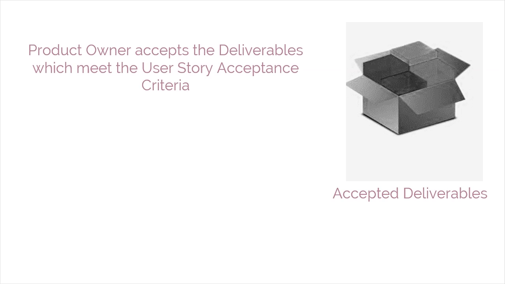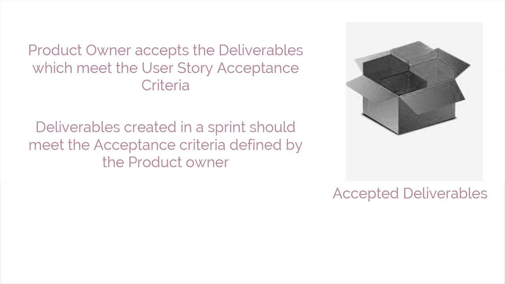Deliverables which meet the user story acceptance criteria are accepted by the product owner. The objective of a sprint is to create potentially shippable deliverables or product increments which meet the acceptance criteria defined by the customer and product owner. These are considered accepted deliverables that may be released to the customer if they so desire.